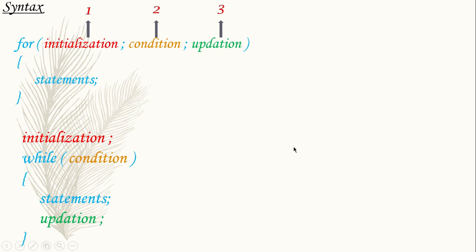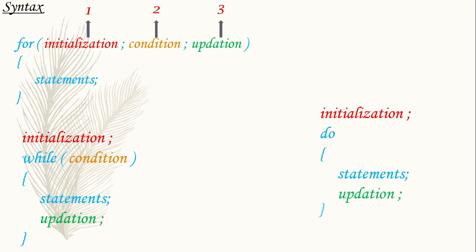So let us see the syntax of my do while structure. Again it begins with the initialization, then we have the do keyword, then within second brackets we have the statements, before the second bracket closes we have the updation part, and the condition part is kept at the last.